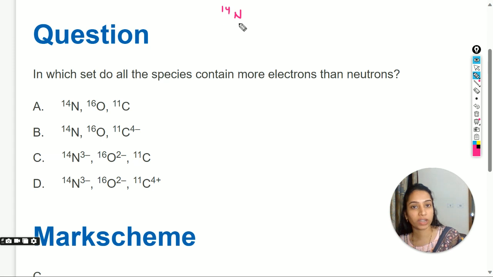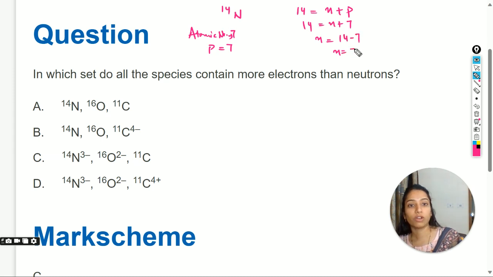This is the nuclear symbol of nitrogen atom and this superscript shows the mass number. 14 is the mass number and mass number is equal to number of neutrons plus number of protons. So we can write like this, 14 is equal to N plus P. So nitrogen has atomic number 7 and atomic number is equal to number of protons. So number of protons are 7. We will put here the value of protons, and by solving this equation we can calculate the number of neutrons.